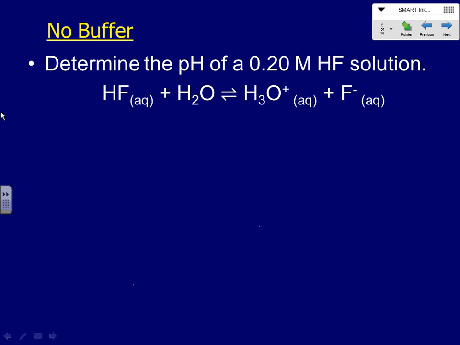Now, in my examples, I'm going to walk you through different scenarios that we've already encountered. So right now, this isn't even a buffer. This is a reminder of what we do if it's just a weak acid. And then we'll bring in the buffer, and then we'll talk about stressing the buffer, all right? Because we want to also talk about how this buffer can handle the stress of a strong or weak acid being added to it.